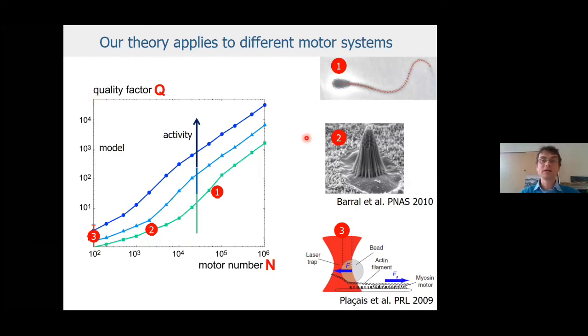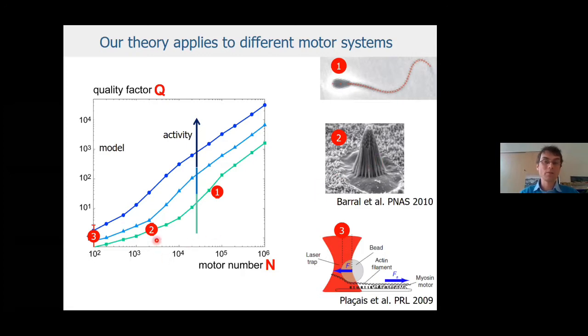But this generic minimal model also applies to other motor systems. For example, in our ears, there are hair bundles that we use to detect sound waves, and this is actually an active sensing unit that can oscillate itself.